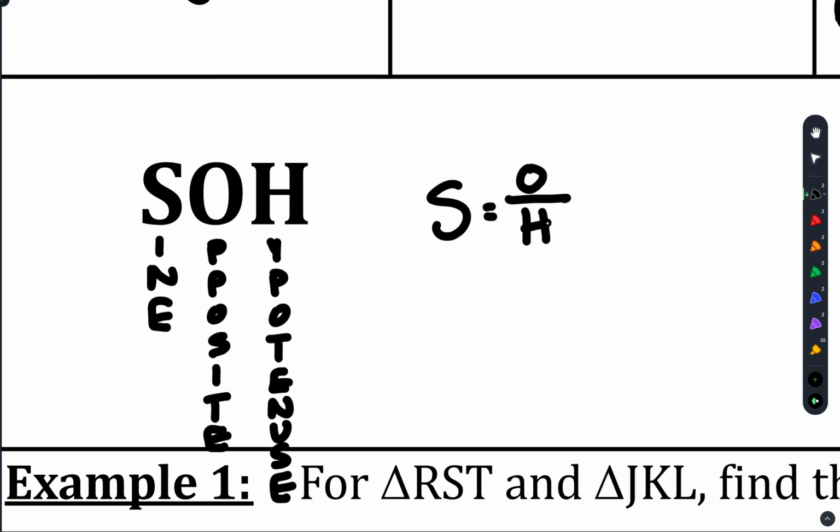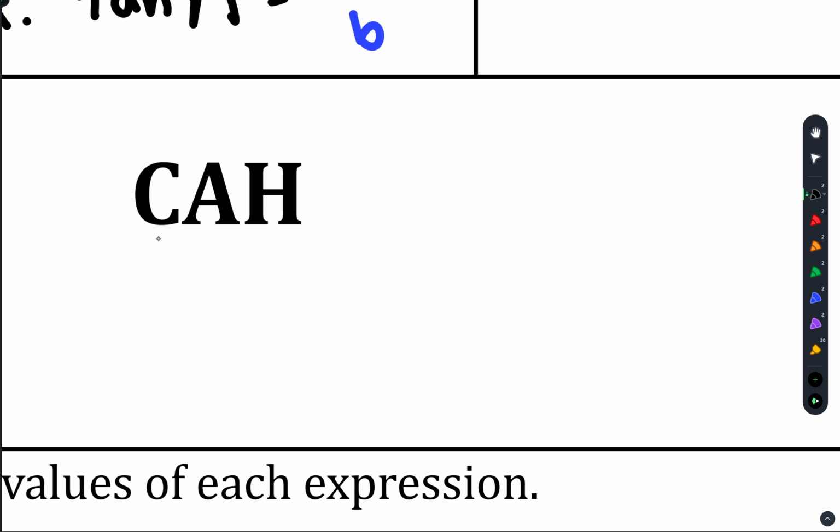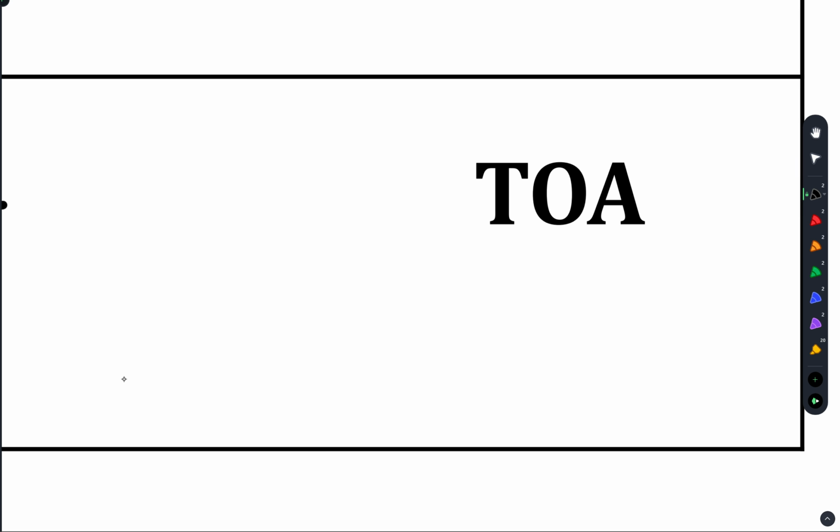Okay? Everybody got that? The next one is CAH. Obviously, it's kind of the same idea. C stands for cosine, the A stands for the adjacent side, and the H stands for, again, that hypotenuse side. I won't write it all out because it's not going to fit. So when I hear CAH, I'm thinking cosine equals adjacent over hypotenuse. So that's CAH.